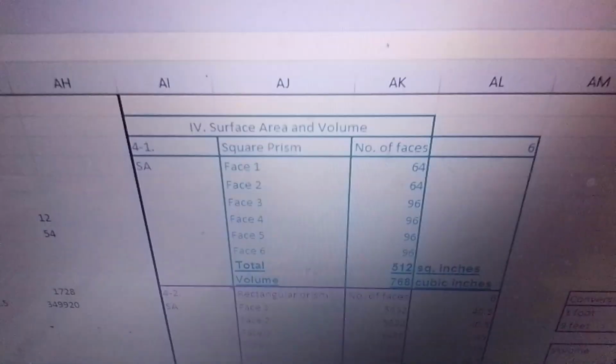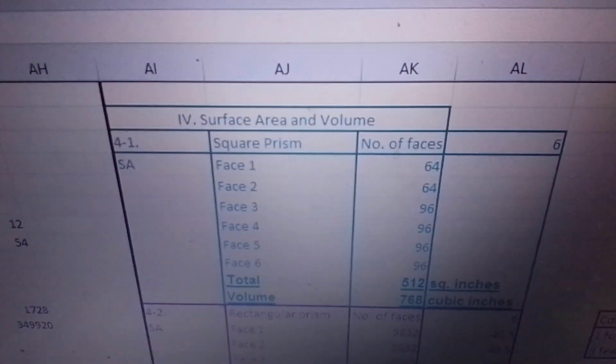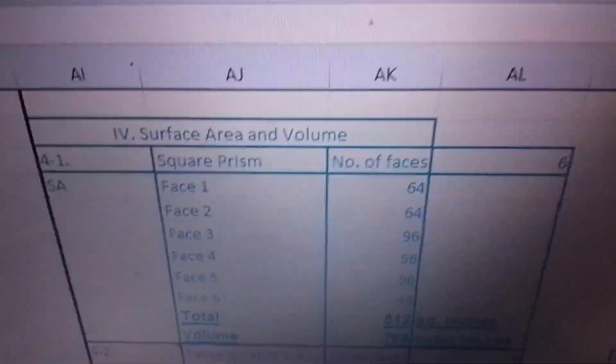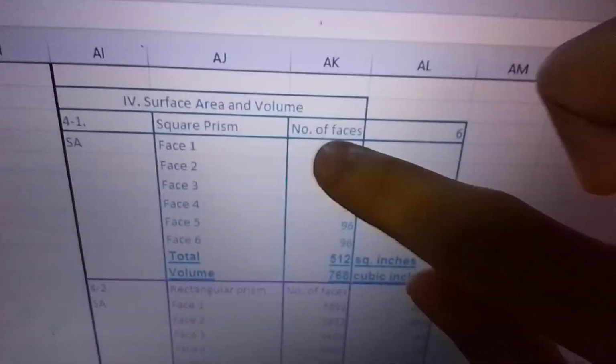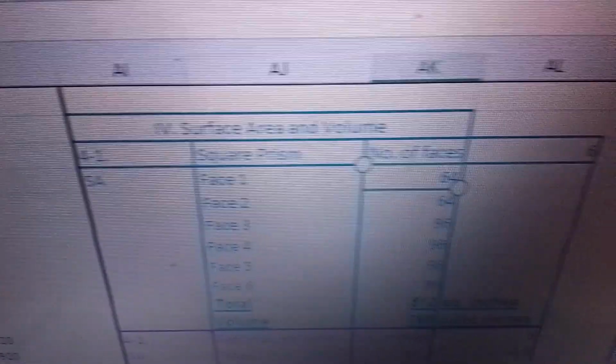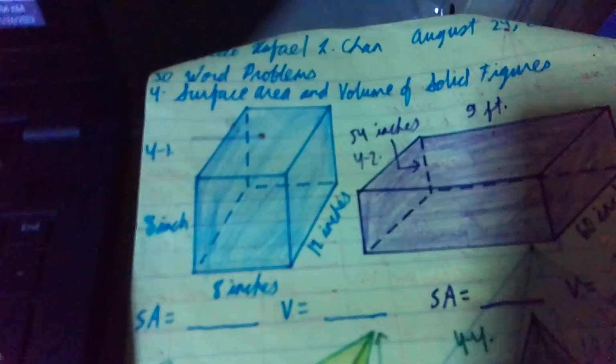Ganito yung ginawa ko. Ito yung formula ko na ginawa ko sa Microsoft Excel. There are 6 faces in a square prism. So for face 1, we get 64. Paano tayo nakakuha ng 64? Ganito kasi nangyari. What I did was 8 times 8, 8 asterisk 8. And remember, 8 times 8 is this one, right?